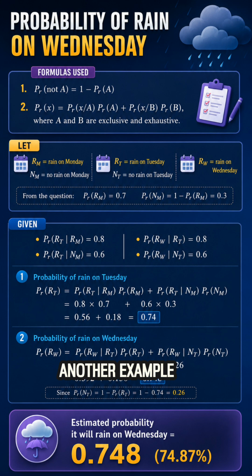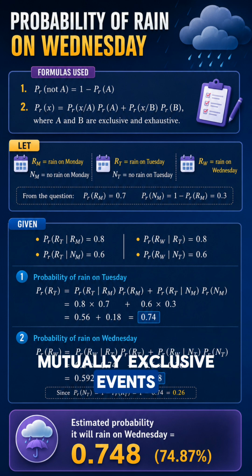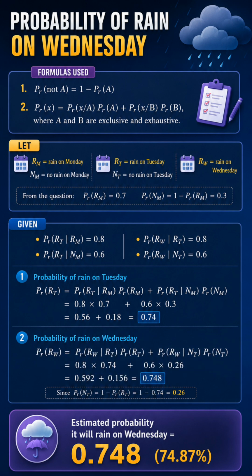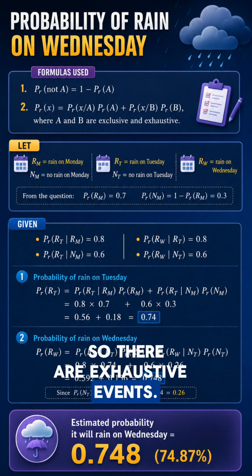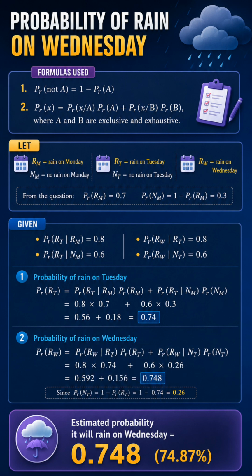Another example is: it's raining today, event A; it is not raining today, event B. So these are two mutually exclusive events. They cannot happen at the same time. And these two events are also exhaustive. Either it rains or it does not rain. There's no other option. So they are exhaustive events. Okay, so let's come back to this question.